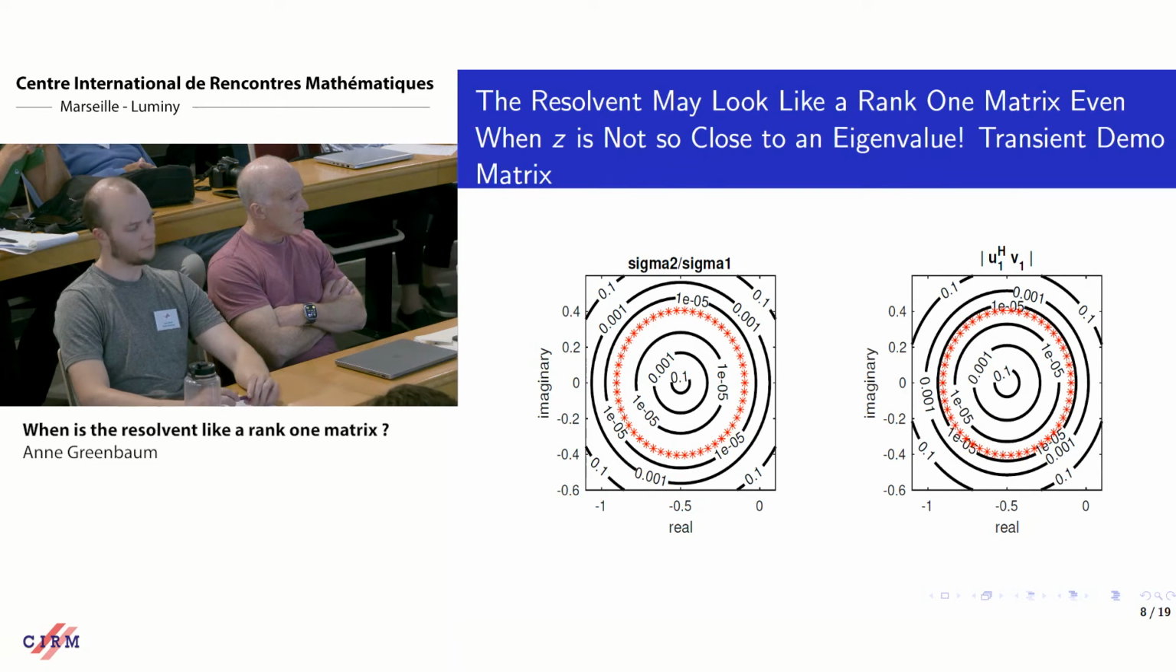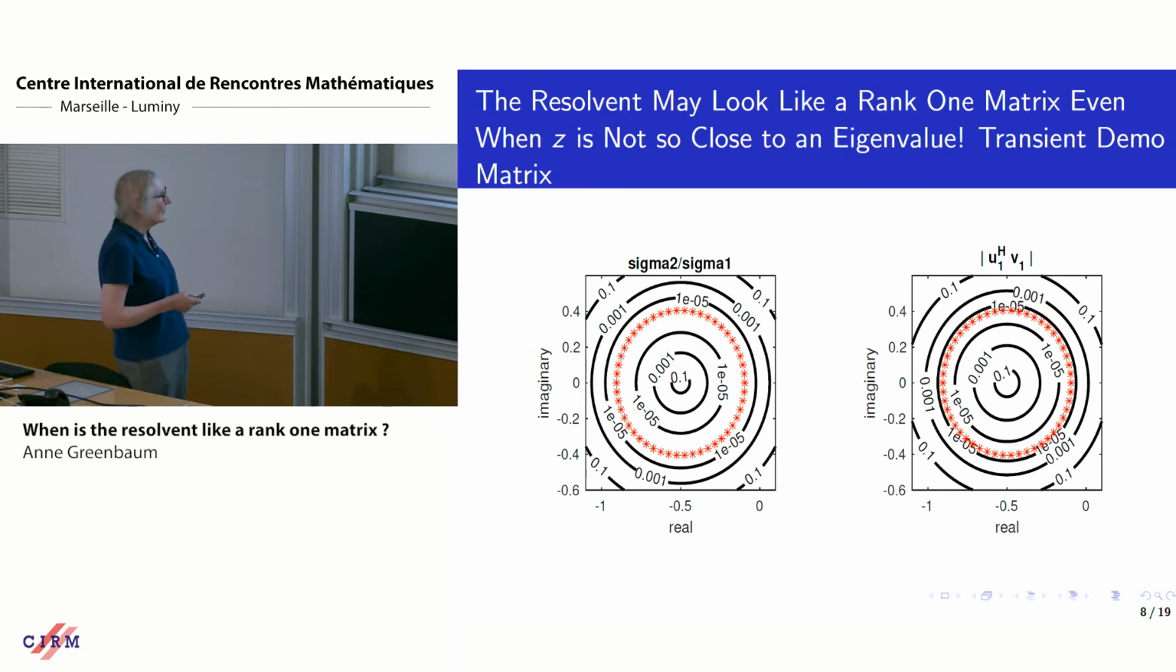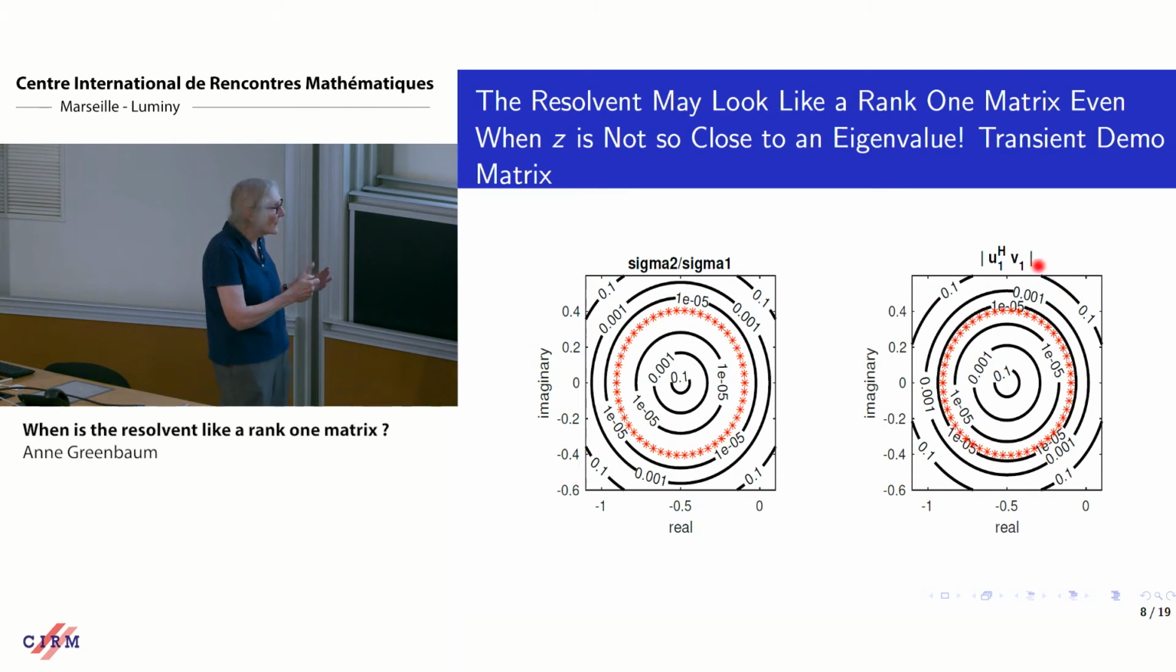This is another interesting matrix with ill-conditioned eigenvalues. It's called the transient demo matrix. And well, what you can see is that in this annular region, the ratio of the second largest to the largest singular value of the resolvent everywhere in here is less than or equal to 10 to the minus 3. And likewise, the left and right singular vectors associated with that largest singular value are almost orthogonal. Their inner product is less than 0.001 in a slightly smaller annulus.